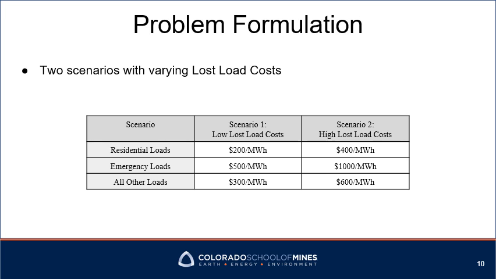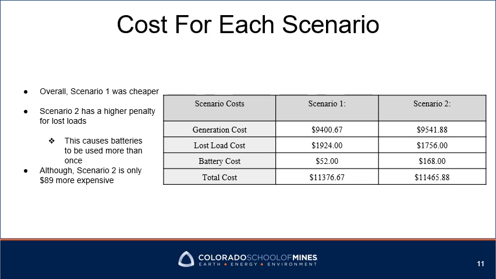And then in the second scenario, each of those costs were doubled to see what impact that would have on the optimal value. So here's some of the results for the first method. You can see the 2 scenarios here and the cost for each scenario. Overall, scenario 1 was a cheaper cost. That's partially due to the higher penalty for lost loads in scenario 2, and this causes the batteries to be used more than once. So we have to incur the cost of recharging the batteries and having the batteries go through another cycle. Although scenario 2 actually only increases the overall cost by about $90.